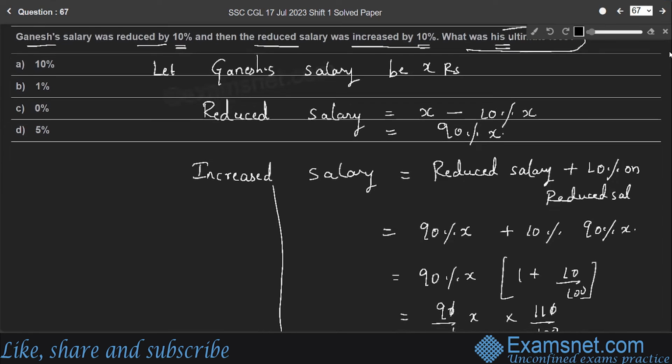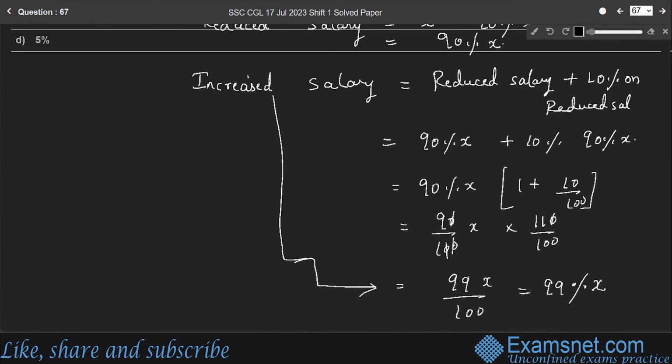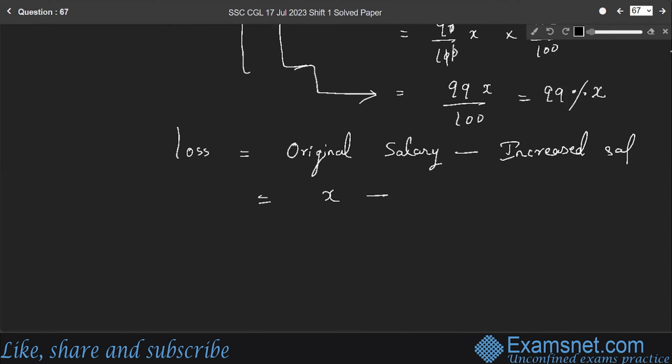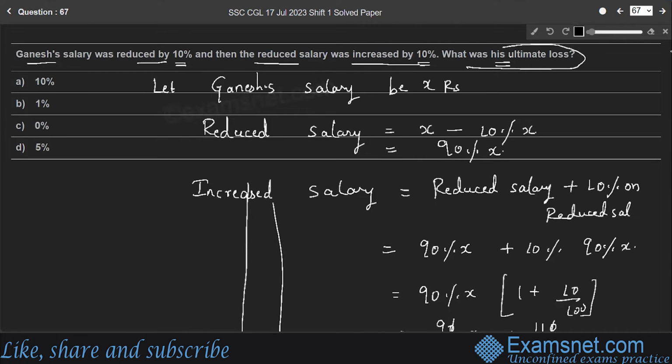Ultimate loss means his original salary minus the salary he is getting now, the increased salary, right? Therefore, loss is equal to the original salary, which is X rupees, minus the increased salary or new salary. So the original salary was X rupees and now he is getting only 99% of X rupees. Therefore, only 1% of X is the loss, right? Therefore, his ultimate loss is 1%, option B.